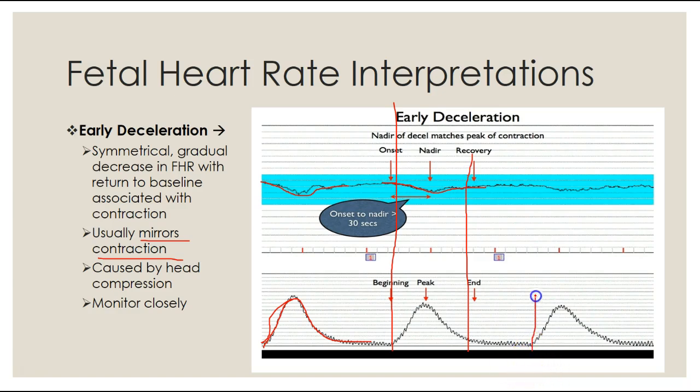So let's look at this one. If I draw a line as straight up as possible with this mouse, and as straight up as possible on that side, here's the contraction. Now the contraction's back to resting tone, and the fetal heart rate decreases and increases back to baseline by the time the contraction's over. So that's an early deceleration, and it is okay.